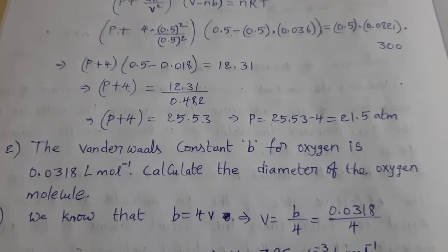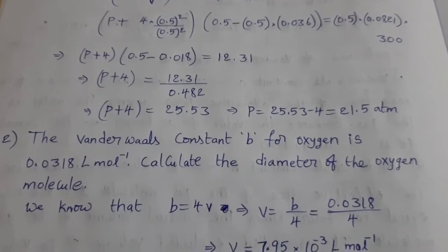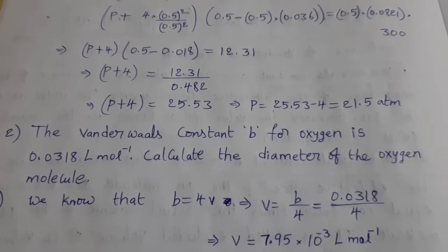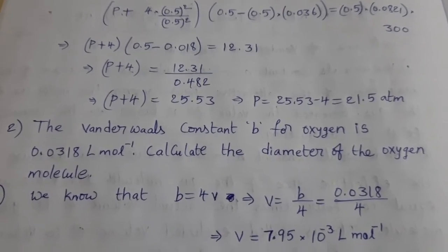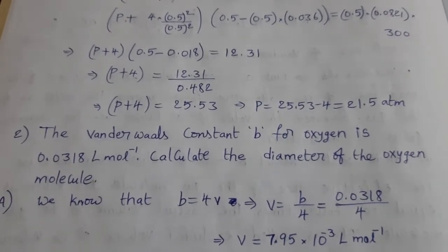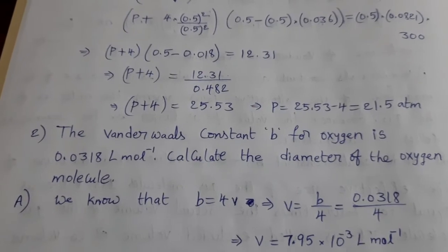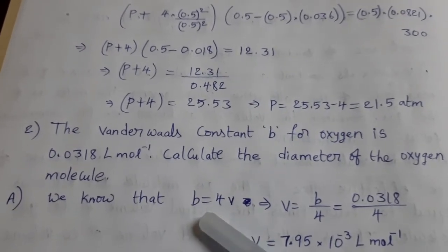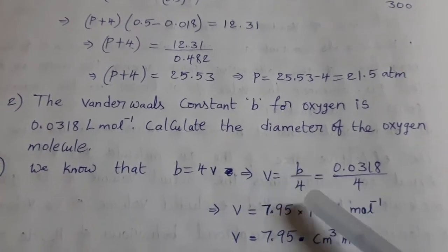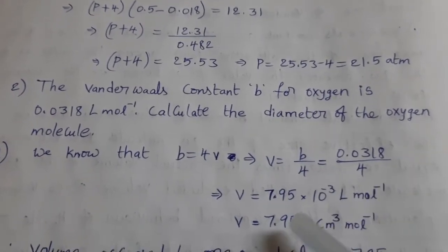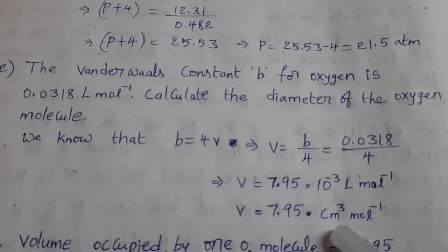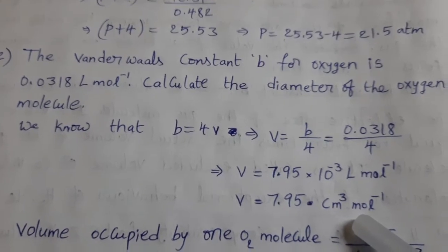the van der Waals constant b for oxygen is 0.0318 liter mole power minus 1. Calculate the diameter of the oxygen molecule. Here, van der Waals constant b is given, diameter of the molecule we should calculate. Already we know that b equal to 4 into V. So, volume V equal to b by 4. Substitute b value, then we can get volume 7.95 centimeter cube mole power minus 1.